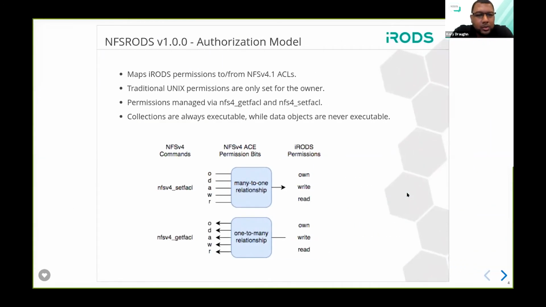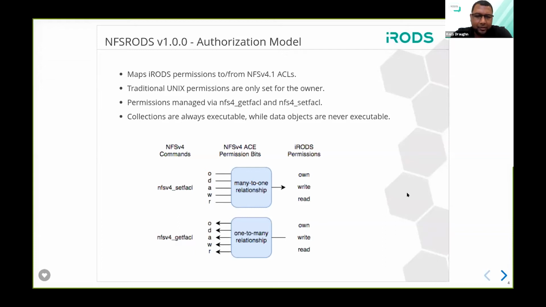This is actually not something that was introduced with the 1.0 release. It was handled back in a point release, I think 0.9, where we were able to rework the authorization model using the NFS4 ACLs. The way we did that is shown down here in this diagram.